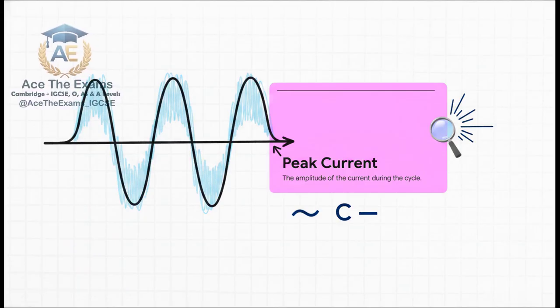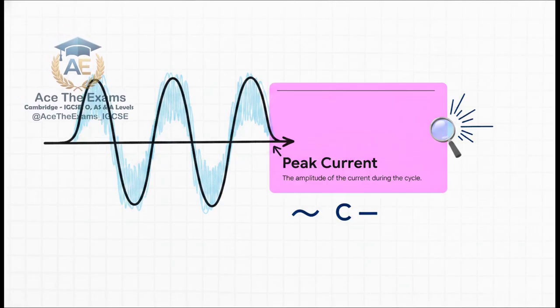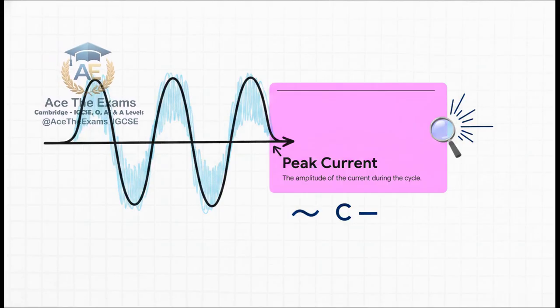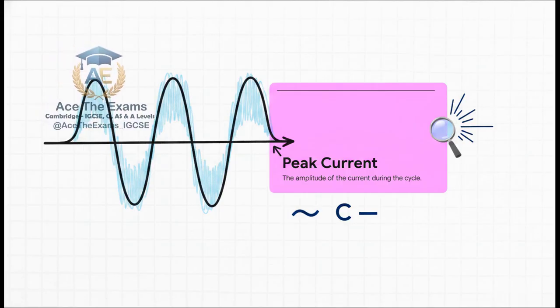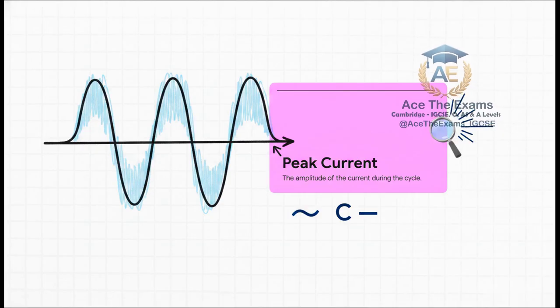The link in our PEEL framework means connecting the definition to the math. Because it's a sinusoidal wave, we can describe the current at any given moment with the equation I equals I0 times the sine of omega t. Always link your physical definitions to the mathematical model.